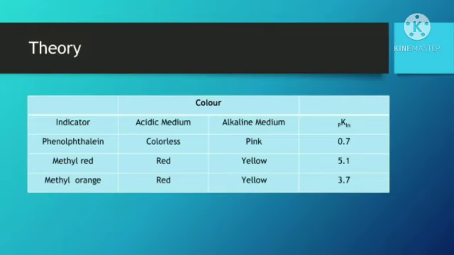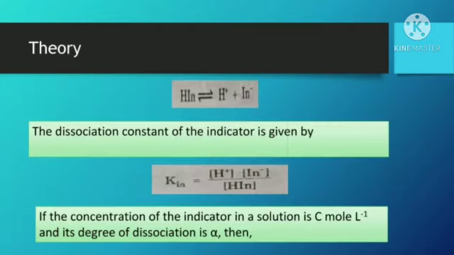Indicator phenolphthalein is colorless in acidic medium and pink in alkaline medium. Indicator methyl red is red in acidic medium and yellow in alkaline medium. Indicator methyl orange is red in acidic medium and yellow in alkaline medium. First slide of theory.